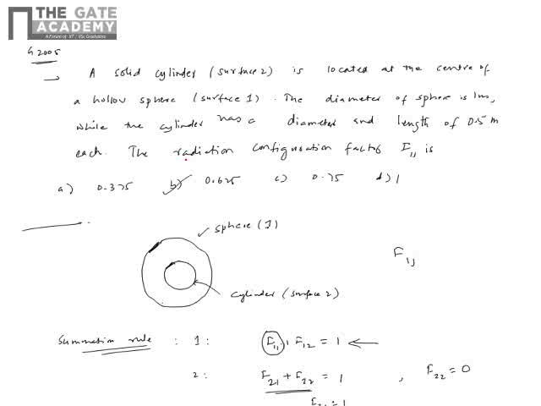So first get A2 by A1, and then for all these radiation problems, summation and reciprocity go intact when you have two surfaces. That's it. You have to properly apply this and solve sequentially.